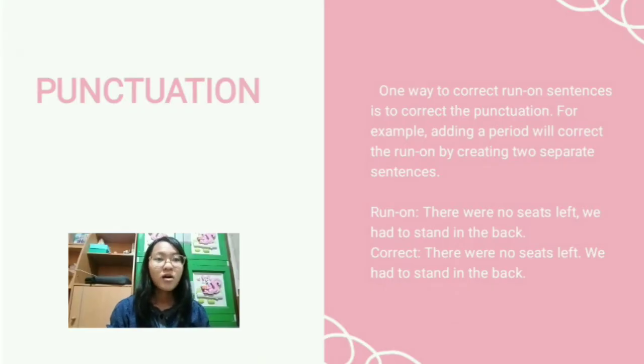Punctuation. One way to correct a run-on sentence is to correct the punctuation. For example, adding a period will correct the run-on by creating two separate sentences. Run-on: There were no seats left we had to stand at the back. Correct: There were no seats left. We had to stand at the back.